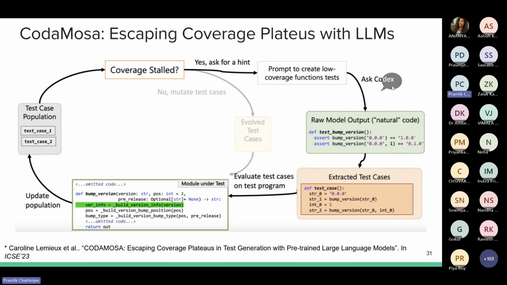Codex came out of OpenAI, the people who developed ChatGPT. It was released in 2021. The interesting thing about Codex is that it's a code language model, so it's trained exclusively on programs. Once coverage stalls, what you can do is ask Codex, or a large language model, for a hint. The hint is that you ask Codex to give me a bunch of test cases for this particular program.